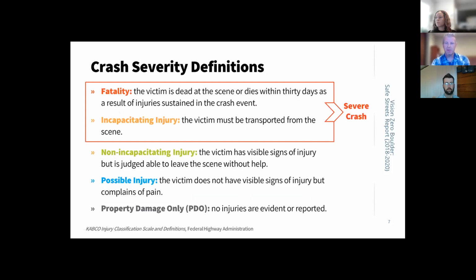Most of the people in this group, I'm sure, are well aware of this already, but just to get everyone on the same page, when we talk severe crashes, those are crashes that involve a fatality or incapacitating injury. Those two crash types are what we group together and refer to as severe crashes throughout this presentation and within our Safe Streets report. And in line with many other Vision Zero cities, it is the goal of Vision Zero within Boulder to eliminate all crashes that result in a fatality or incapacitating injury.